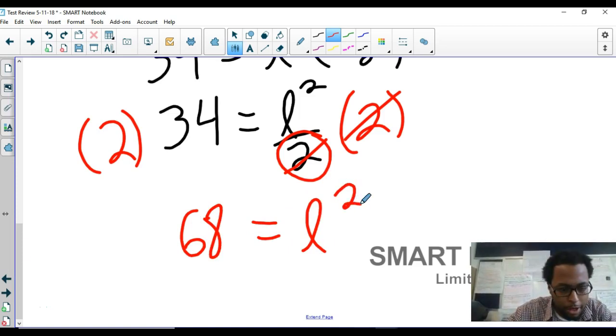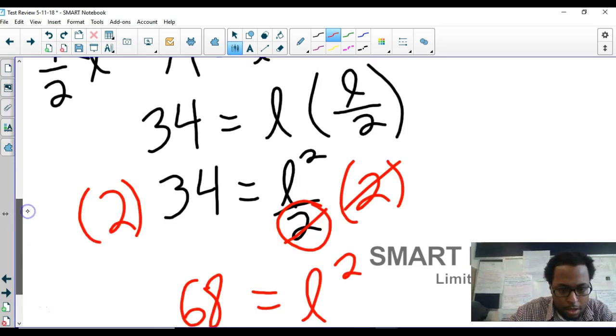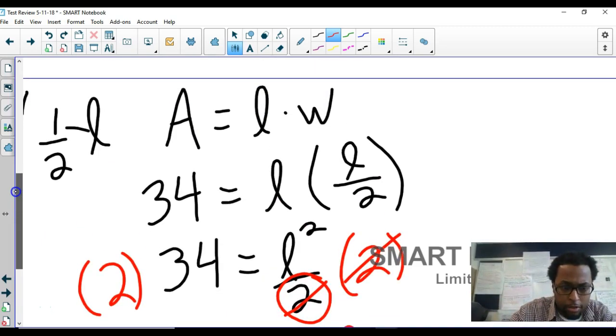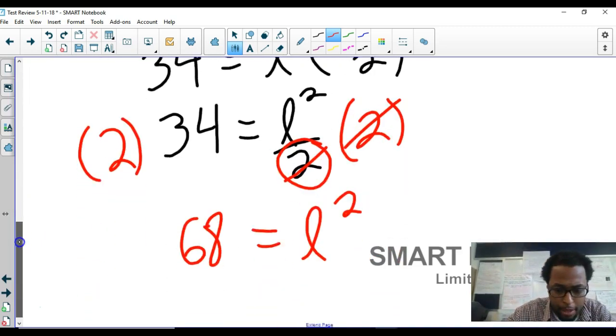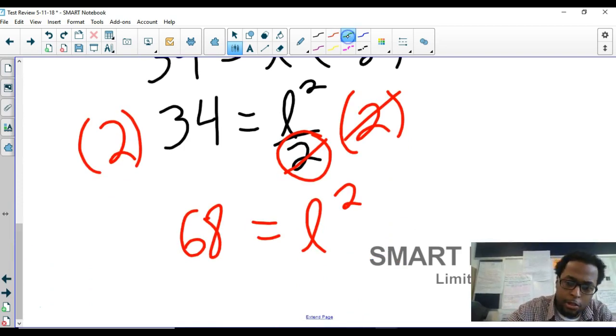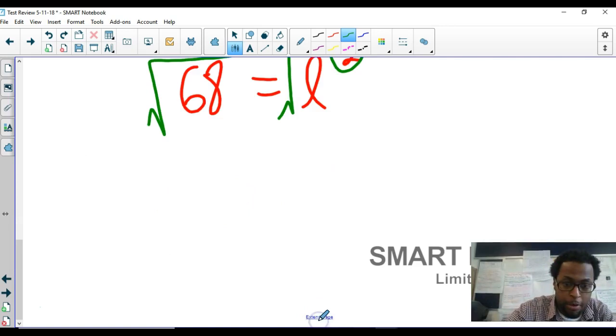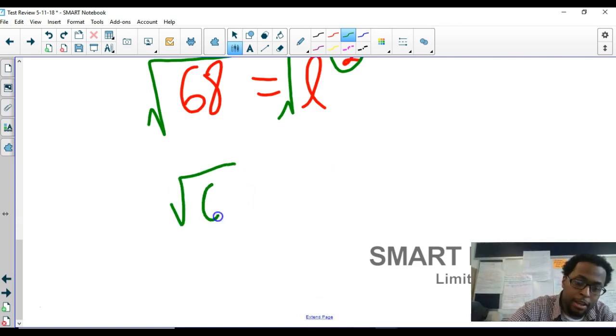And guys, just to clarify what I did, I turned 1/2 L into L divided by 2, because that's what that is, okay? Now I want to get rid of this little thing right here. In order to get rid of that, we talked about this in class, we have to do the square root. So we do the square root. So now I have square root of 68 equals L.